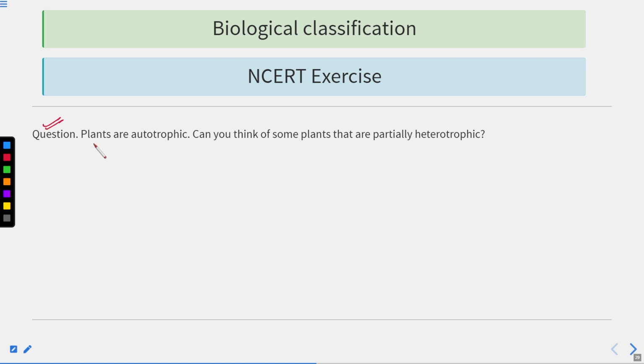So plants are autotrophic. We all know that plants are autotrophic. They can make their own food by the process of photosynthesis. Now, can you think of some plants that are partially heterotrophic? Means sometimes they can do the process of photosynthesis and they are autotrophic, but sometimes they cannot make their own food. So they are taking food as a heterotrophic mode of nutrition, right? So that are called partially heterotrophic. Can you think of some of the plants that are partially heterotrophic?